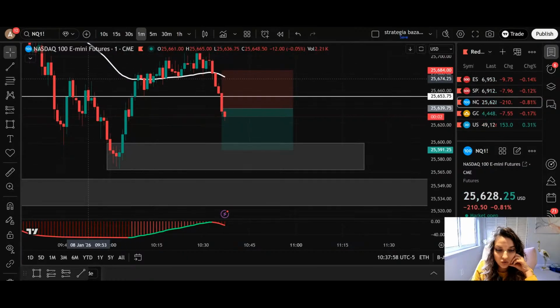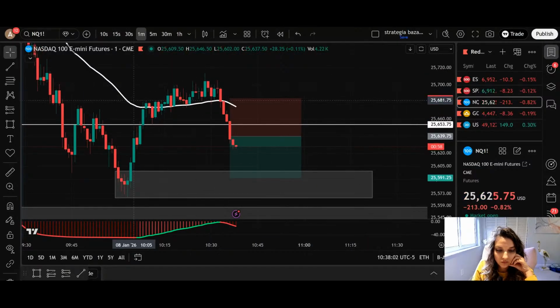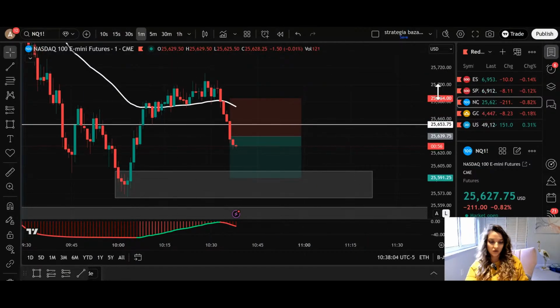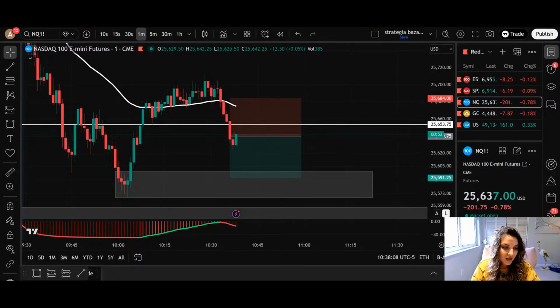It did break this structure. Break of structure. But again, for me, I need a confirmation. I need a retest. I need something like that.